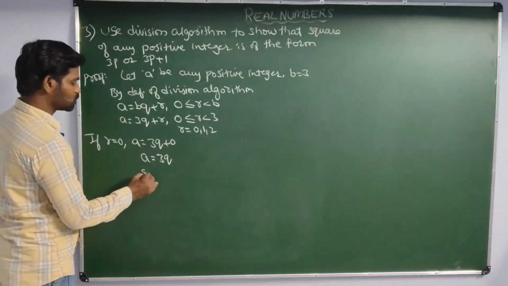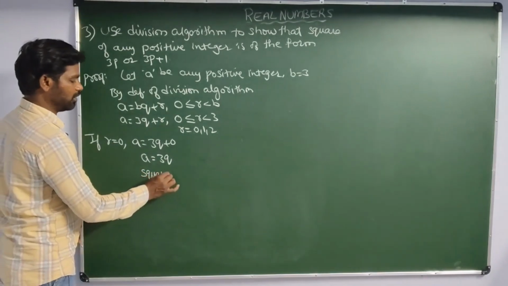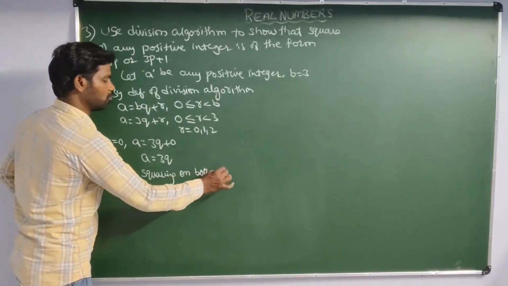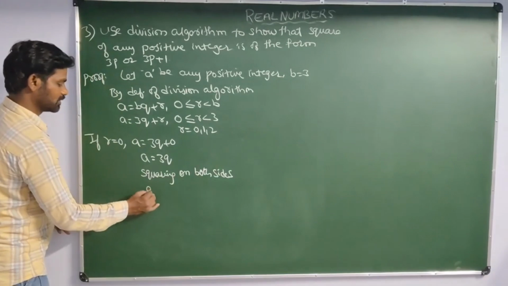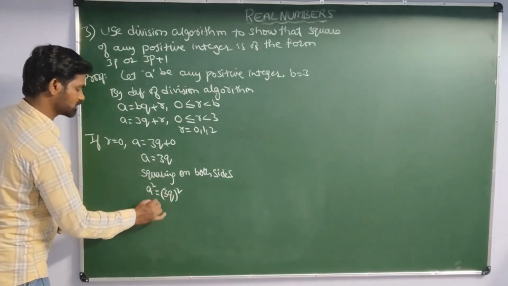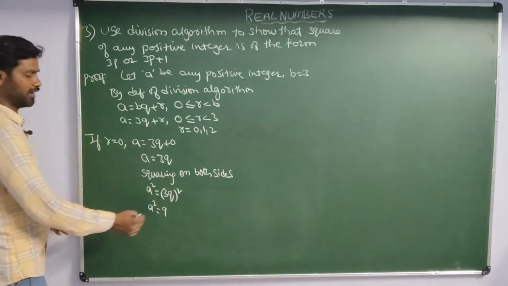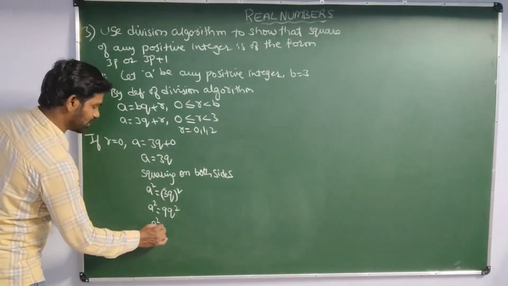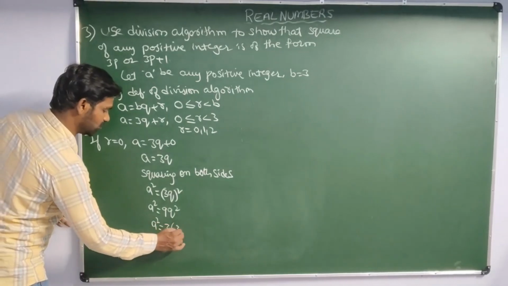So we have to square on both sides. Squaring on both sides, what happens? That is a square is equal to 3q whole square. So a square is equal to 3 square is 9 and q square. Okay. Let us take, or can we write like this? 3 into 3q square.